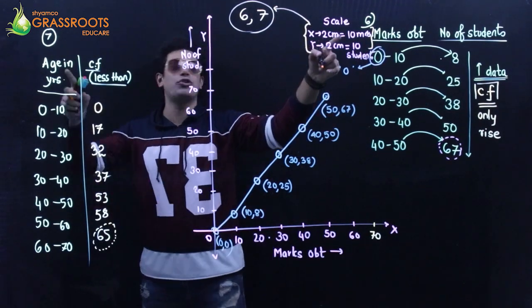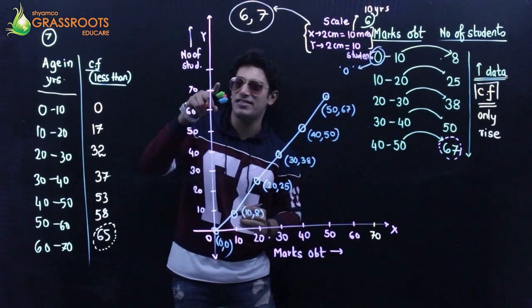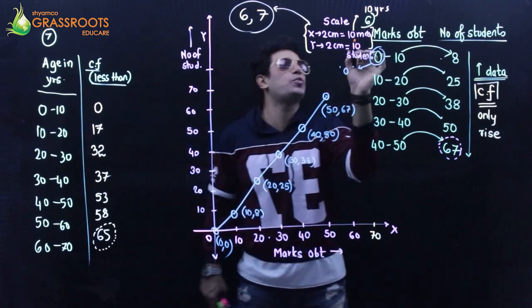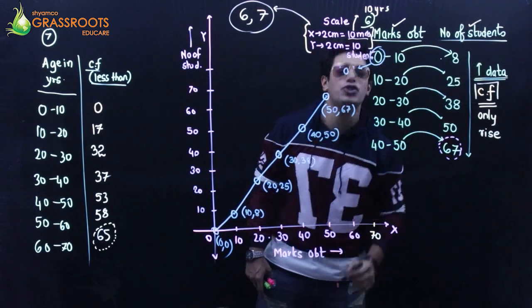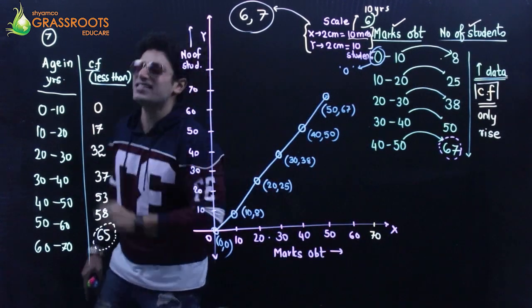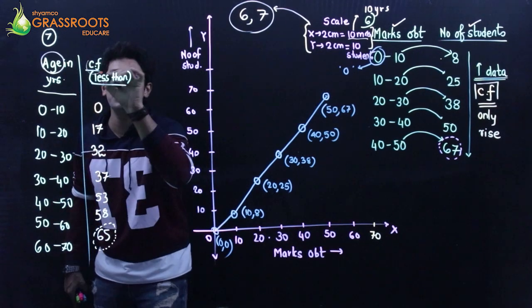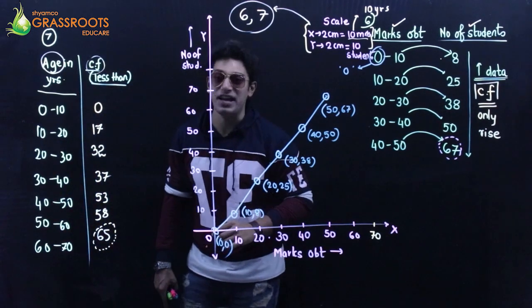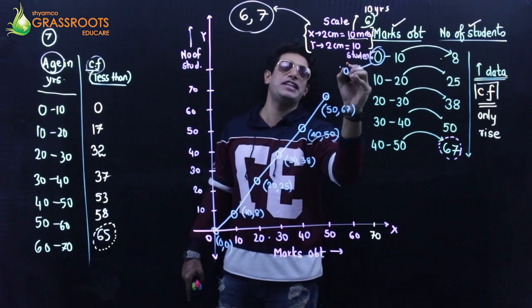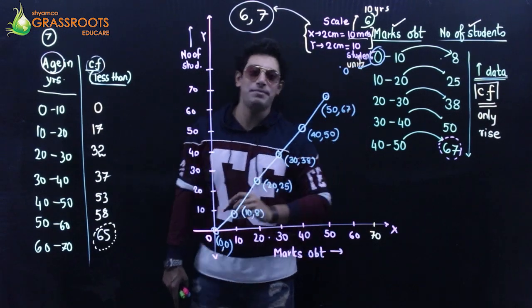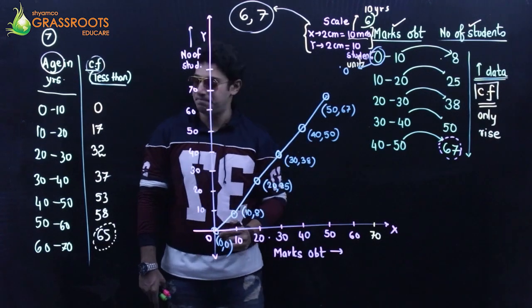2 centimeter is going to be 10 years now. Instead of 10 marks, in the pink sum out here, it was 10 marks because we were speaking about marks and the number of students. Now, in the 7th sum, we are speaking about the age and the CF. So out here, it's going to be just 10 years and this is going to be 10 units. Same dimensions, just the change of the words.